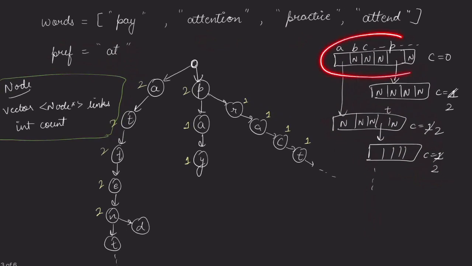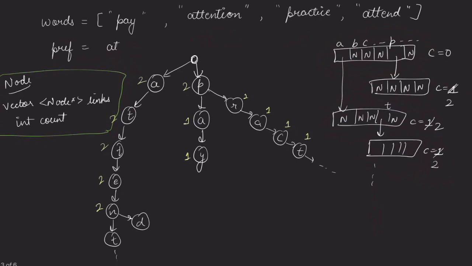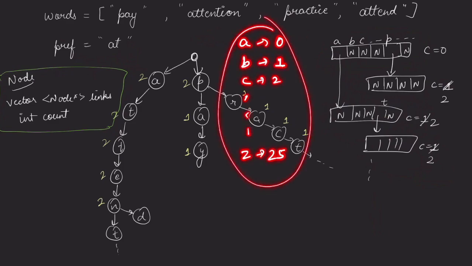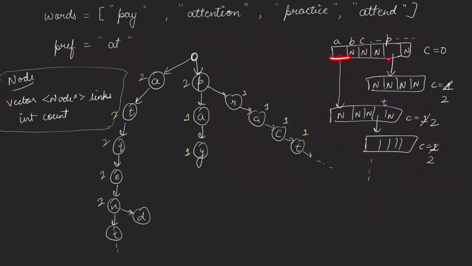So accessing these letters inside the 26 length vector is easy. It is constant. Basically, whatever our character is, let's suppose ch, we can do ch minus a. So for a it will give us 0, for b it will give us 1, c 2, and so on, and z will be 25. So within constant time, we can access these positions in our vector.